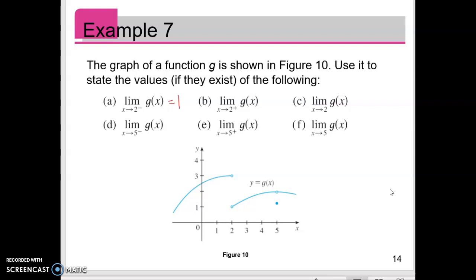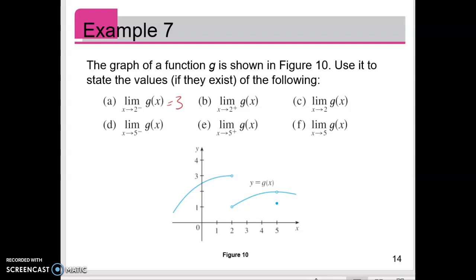Part B, the limit of g as x approaches 2 from the right. Oh, I got that one wrong. Let's try again. The limit of this function as x approaches 2 from the left is up here at 3.